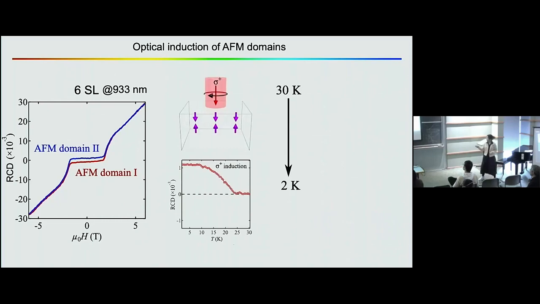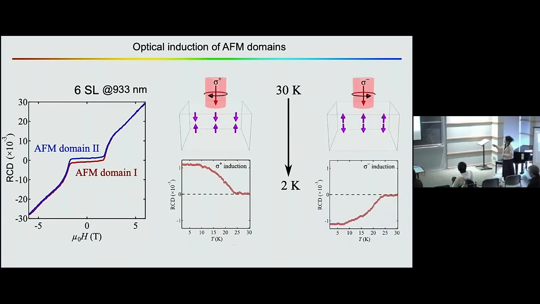Okay, so we do it in the energetically friendly way by cooling, the same training business as with titanium selenide. So we cool down from 30 Kelvin to 2 Kelvin. The Néel temperature is about 20 Kelvin. And you see, we start to see the CD signal if we train it with the right-handed light, sigma plus. If we train it with sigma minus, which is the left-handed light, we see the opposite CD signal.